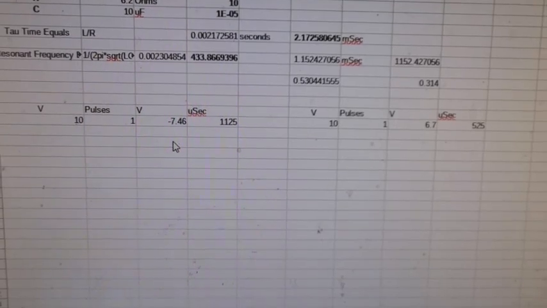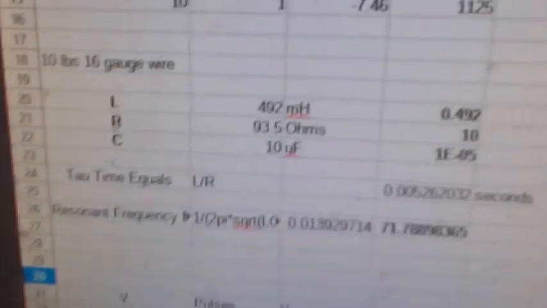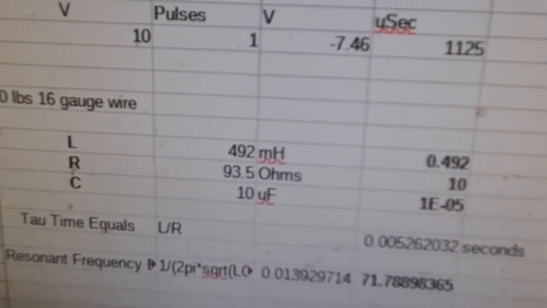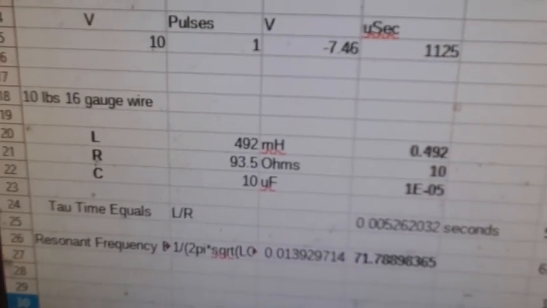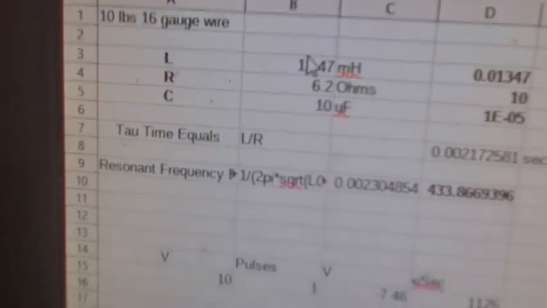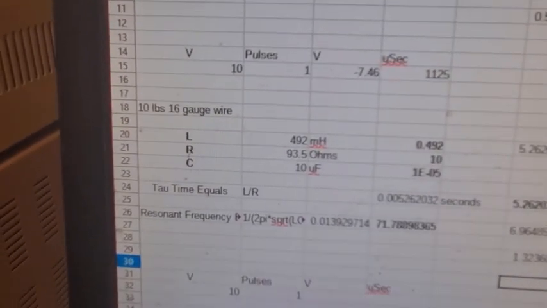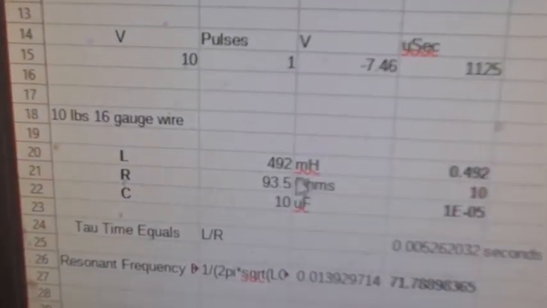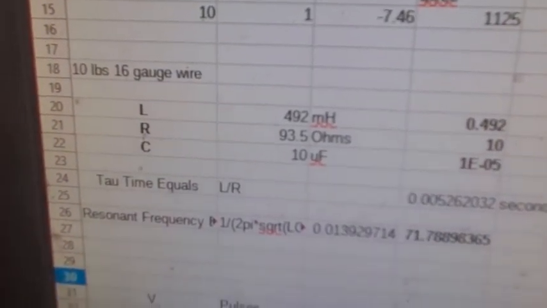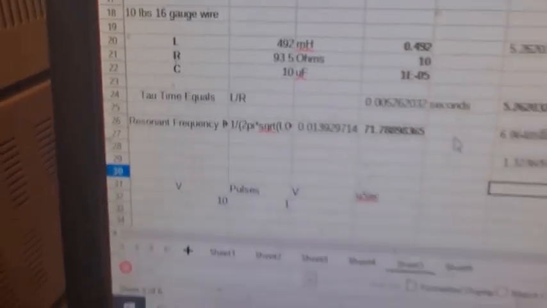So let's do a different coil. Now I've put in this coil, and it weighs maybe 3 pounds. It's much thinner wire. And given that it's much thinner wire, we now have 492 millihenries of inductance as compared to 13.47. So this will have to be great, right? But also look at that, 93.5 ohms versus 6.2. So what's going to happen?